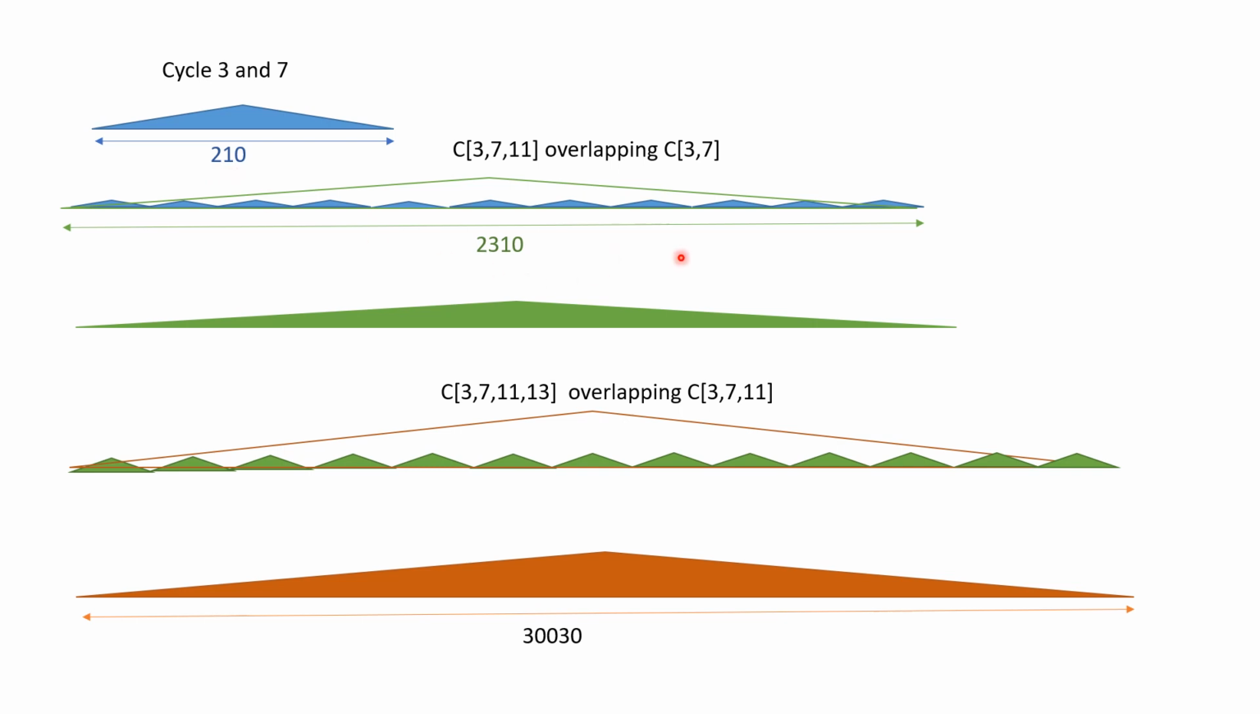And then another cycle is going to come, until 13, right? 3 through 13, and you have it here. I'm going to have 13 times the cycle from 3 through 11, 13 times. 1, 2, 3, 4, 5, until 13. I'm going to have again a symmetry in the middle, and the length is going to grow exponentially, 30,030.